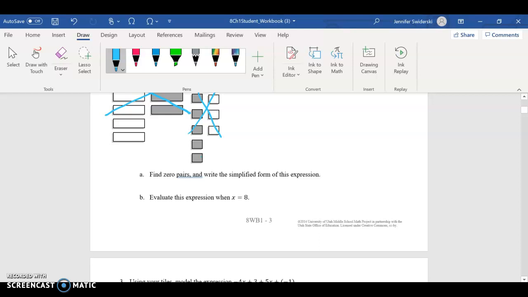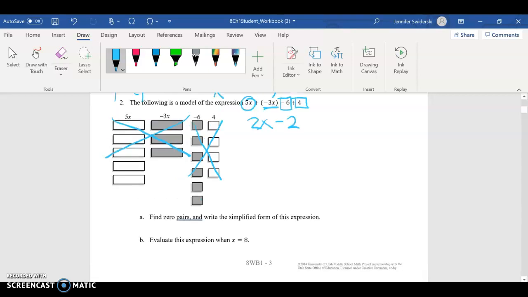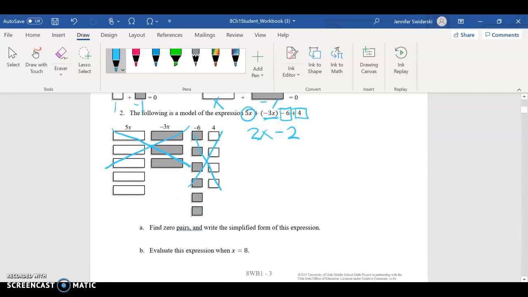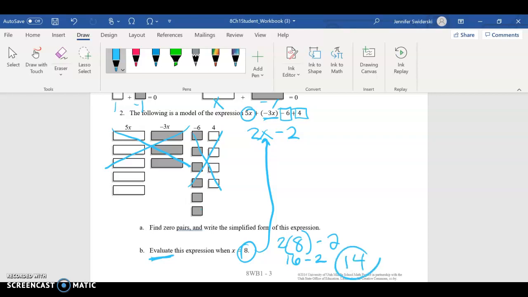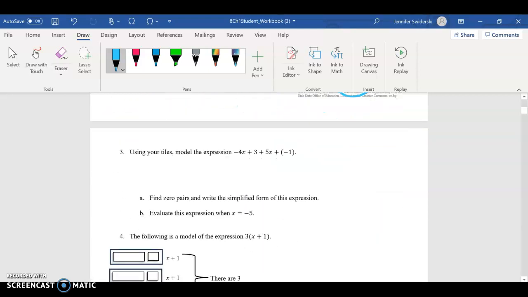Now it says evaluate this expression when x is 8. Okay, well our expression was 2x minus 2, right? Well, evaluate means just find the number or find the value. So if they're saying x is 8, and I plug it in up here, that means I will have 2 times 8 minus 2. 2 times 8 is 16. 16 minus 2 is 14. All right, so let's try another one. Let's go ahead and try this next one.